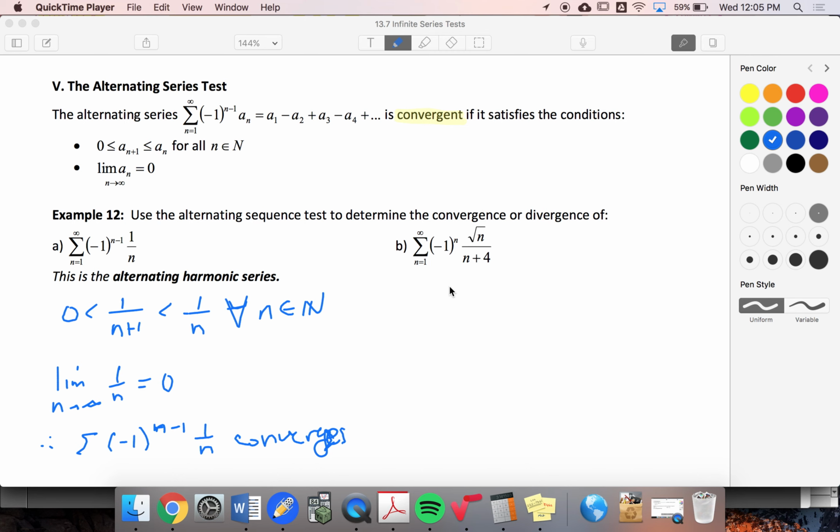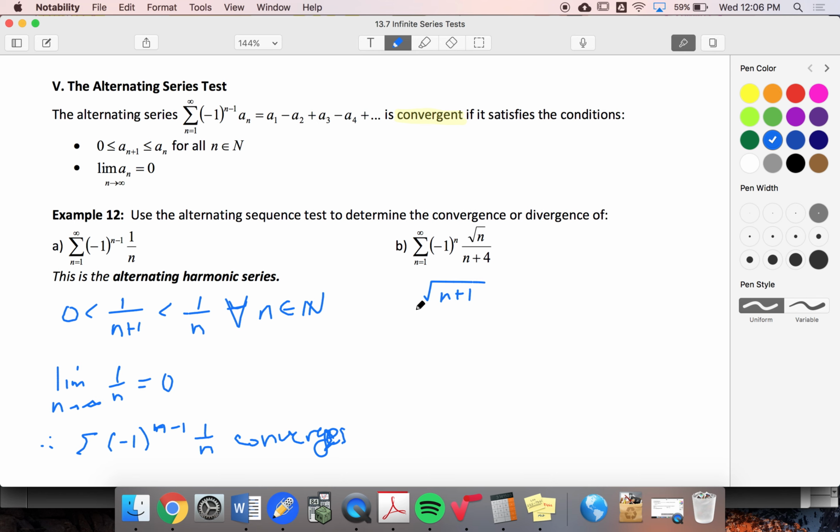All right, this one's a bit more complicated just because of the expression. So I need to prove, if I'm going to use alternating series, that this is decreasing. So that means that I need to show that my a_(n+1) is less than my a_n. So I'm going to set that up.